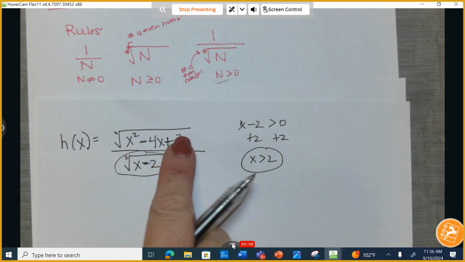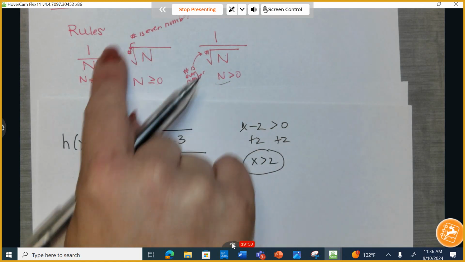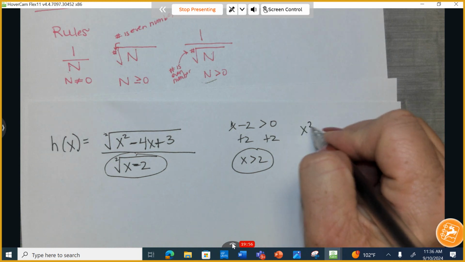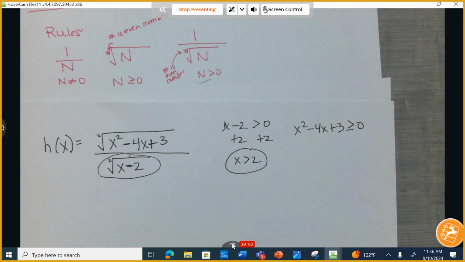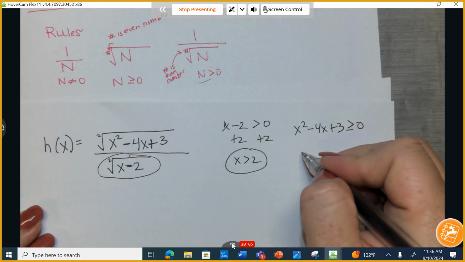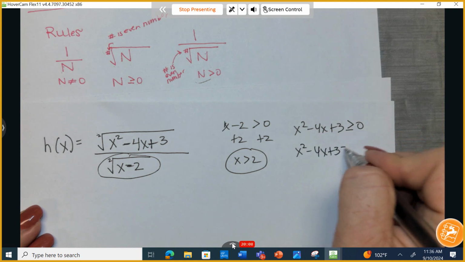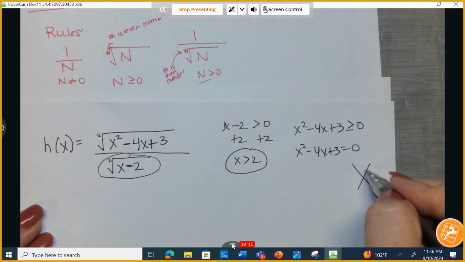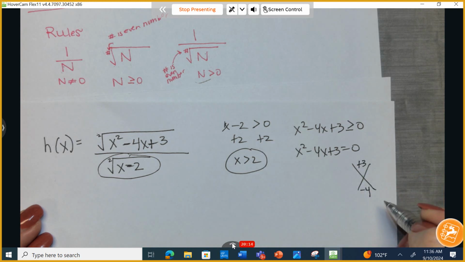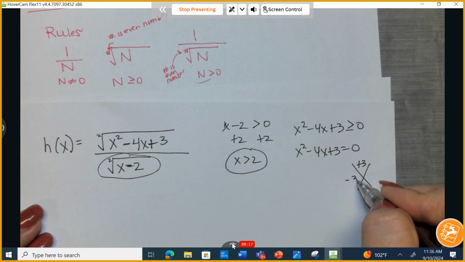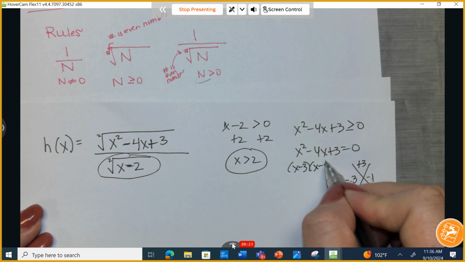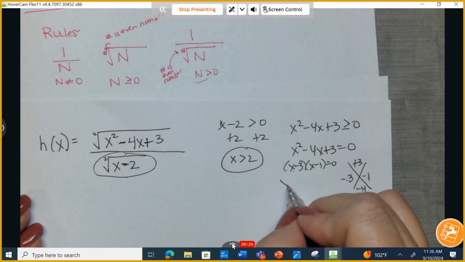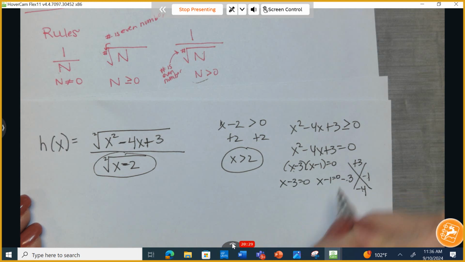Now here we have a radical that's not in the denominator, so it's going to follow these rules. I'm going to take x squared minus 4x plus 3, and it has to be greater than or equal to 0. So the first thing I do is pretend that it's equal to 0 to find the hash marks. x squared minus 4x plus 3 equals 0. What multiplies to equal 3 and combines to give us negative 4? That would be negative 3 and negative 1. So x minus 3 and x minus 1. Set each of these equal to 0, and I get a hash mark at 3 and a hash mark at 1.